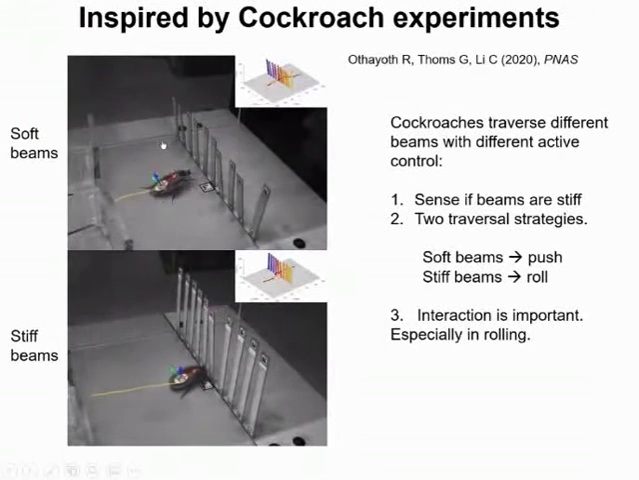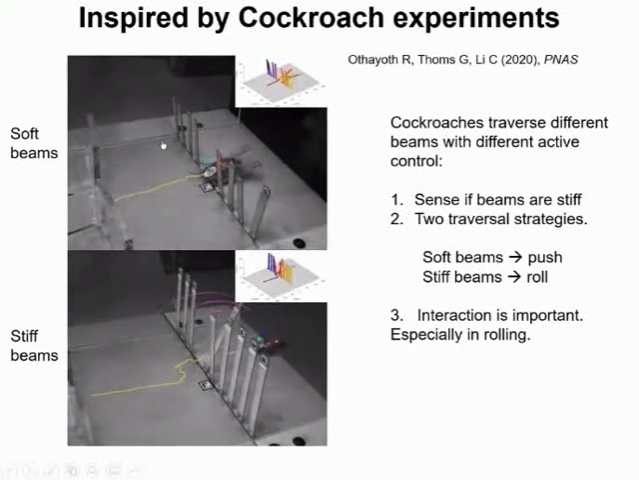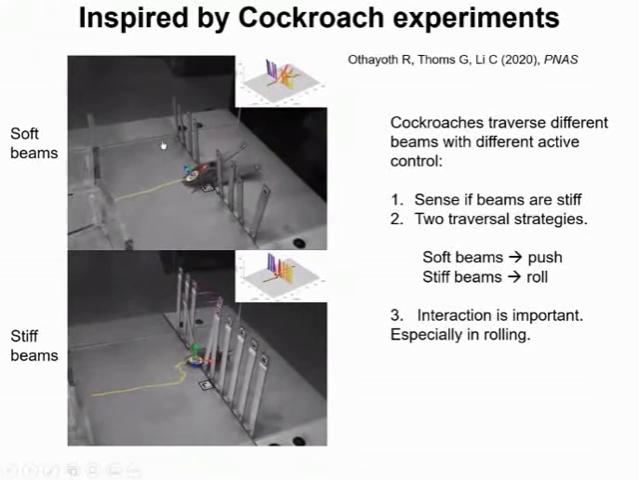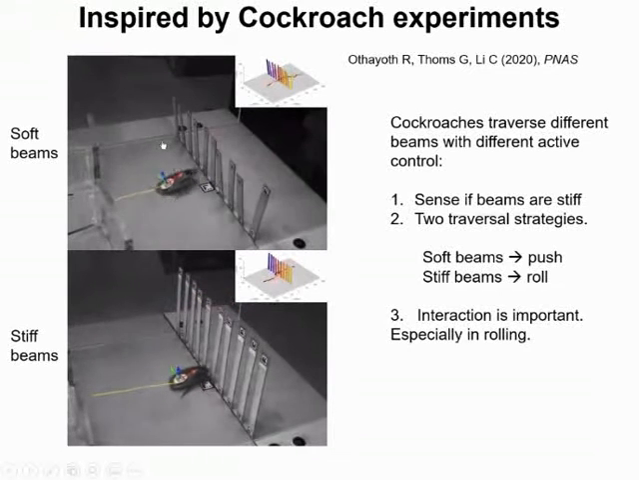In a previous study, we did cockroach experiments about traversing beams with different stiffness. When the cockroach encountered two different beams, if the beams are soft, the cockroach simply pushes down the beams and traverses. If the beams are stiff, the cockroach first hits the beams, and during the short contact, it realized it could not simply push them down because it requires higher forces and more energy. So it changed the strategy. It slowed down and rolled its body to traverse the gap.